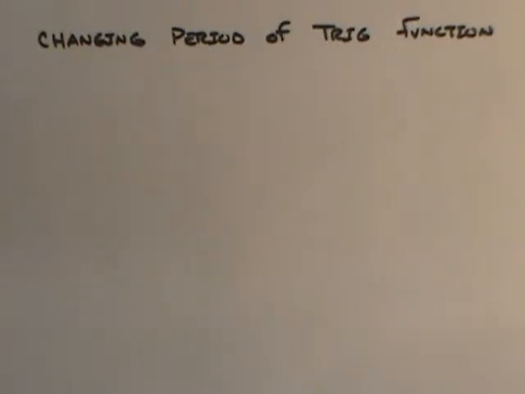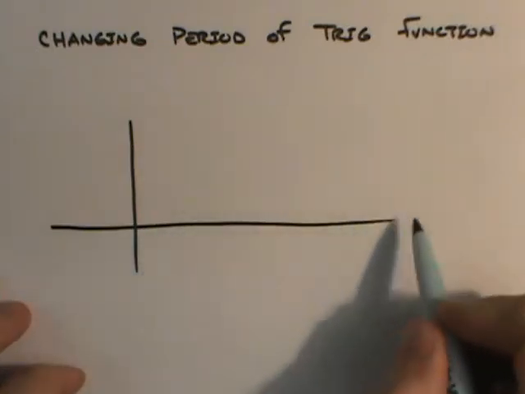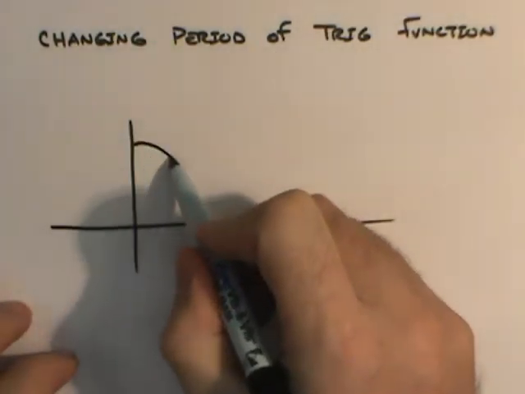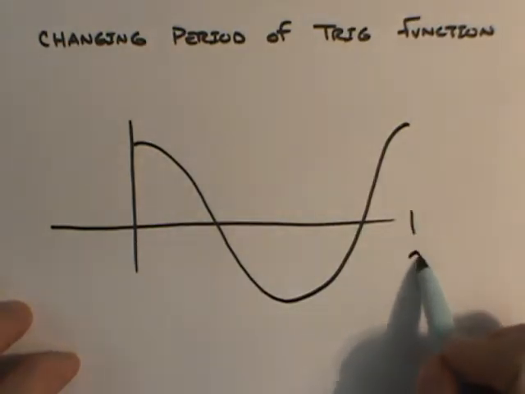Changing the period of a trig function. It doesn't matter what trig function you're working with. I'm going to start with cosine. So I have this cosine that does this. Boom. The period is going to be 2 pi.